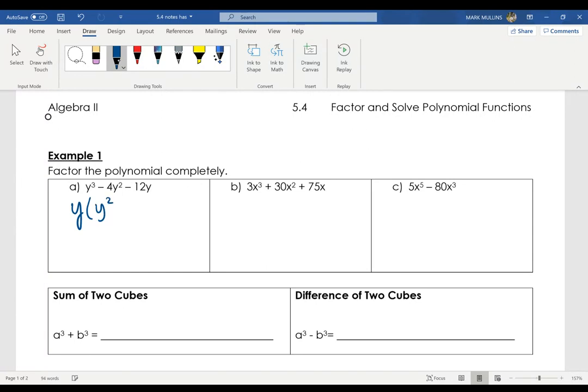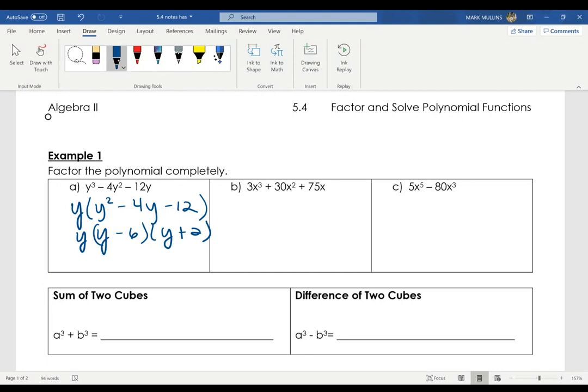Then we have y squared minus 4y minus 12. And now we have 3 terms. So because my leading coefficient is 1, I have 1y squared. I don't have a 2 or a 3 or anything there. I can look at what multiplies to make negative 12 and adds to make negative 4. And that would be y minus 6 times y plus 2. And don't forget to leave the y in front of it.